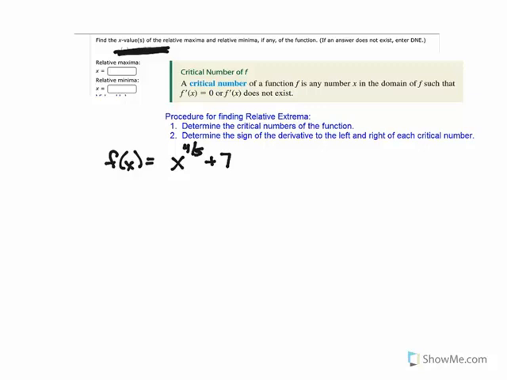On this problem, we're asked to find the x values of the relative maxima and minima, if any, of the function, and if it doesn't exist, we're to write does not exist. So how do we do that? We first of all determine the critical numbers.